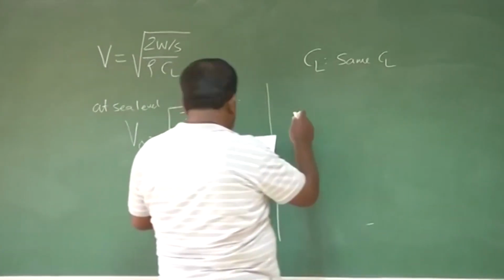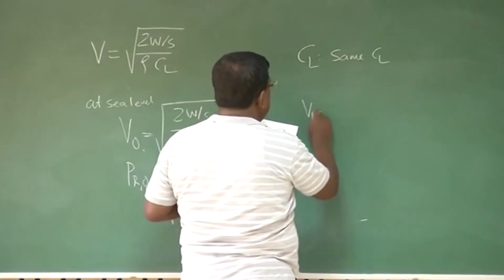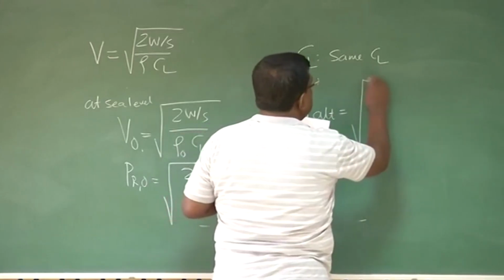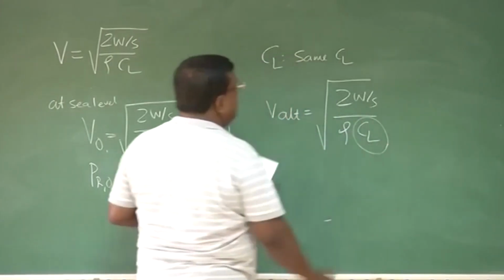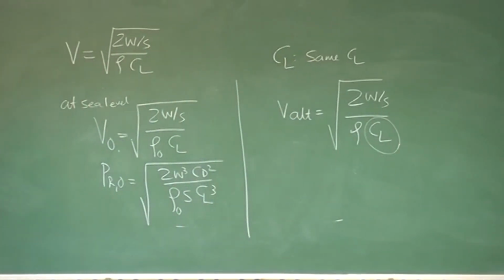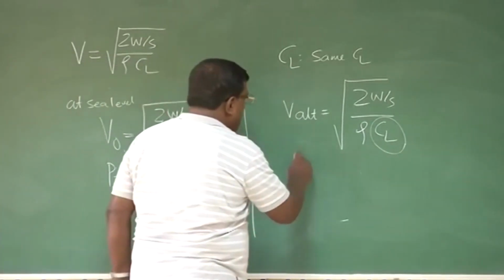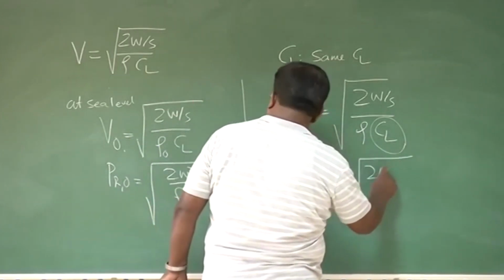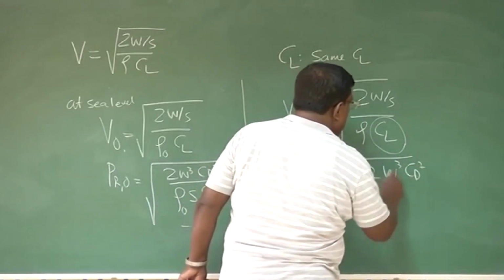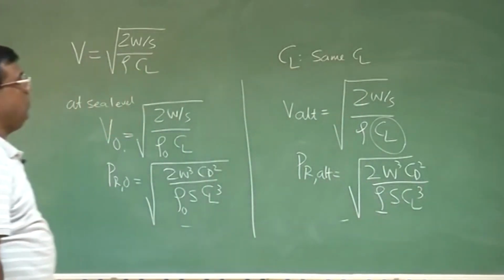So now for the same CL, we can write V altitude is equal to root of 2W by S rho CL. So I am not changing CL because we are trying to see what the effect is if you keep the CL the same. But you can notice that now rho is not rho naught, rho is rho at some altitude. Similarly, power required at altitude will become root of 2W cube CD square by rho S CL cube. Again note that it is rho, not rho naught.